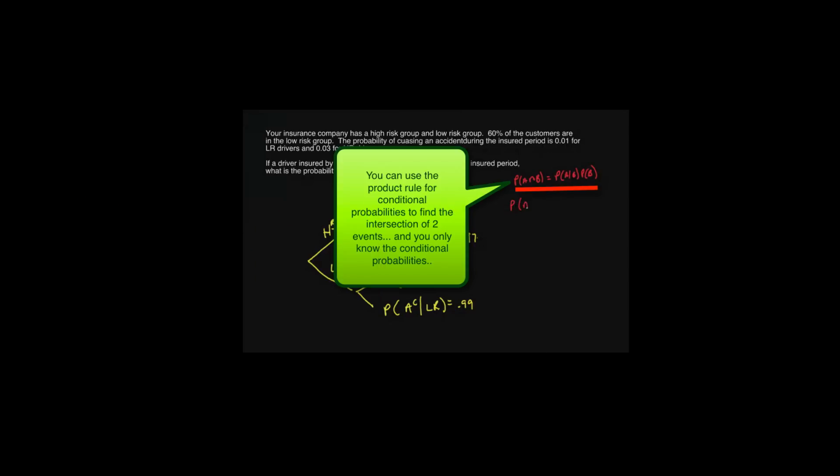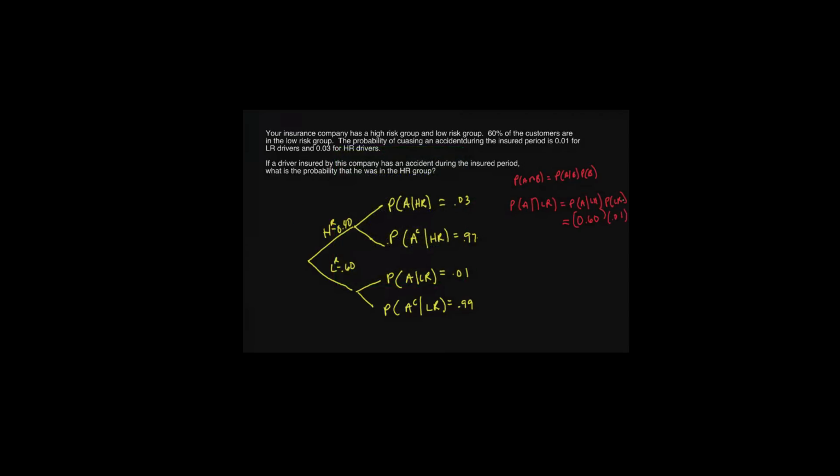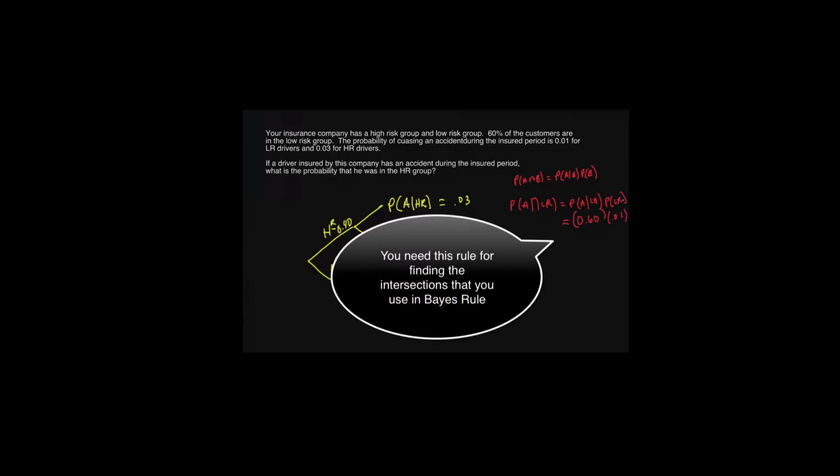So for instance, accident, and let's do intersect with, what did I say, high risk or low risk? Doesn't matter. Let's do low risk. So if I'm doing that, that would be probability of accident given low risk times probability of low risk. So 0.6 times 0.01. You see how I did that?